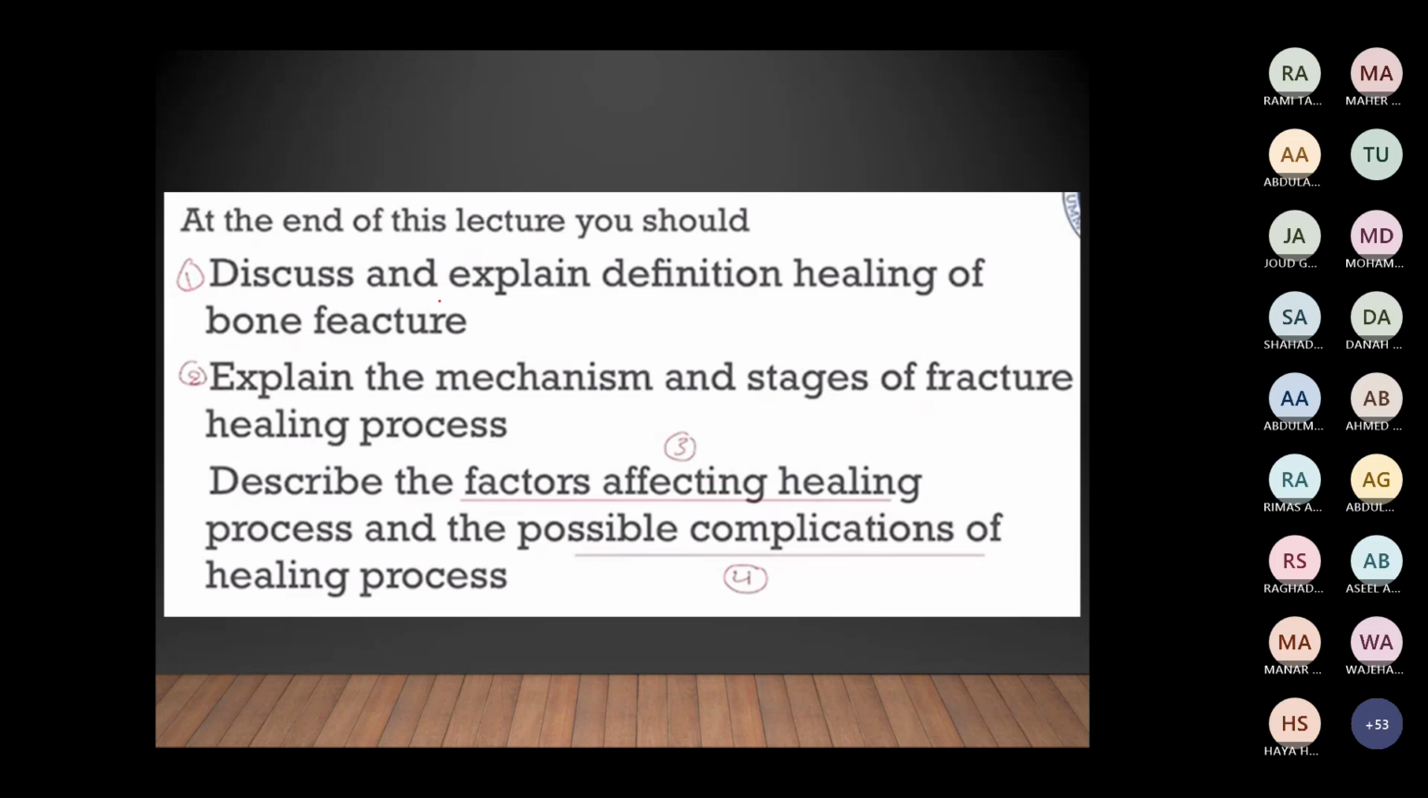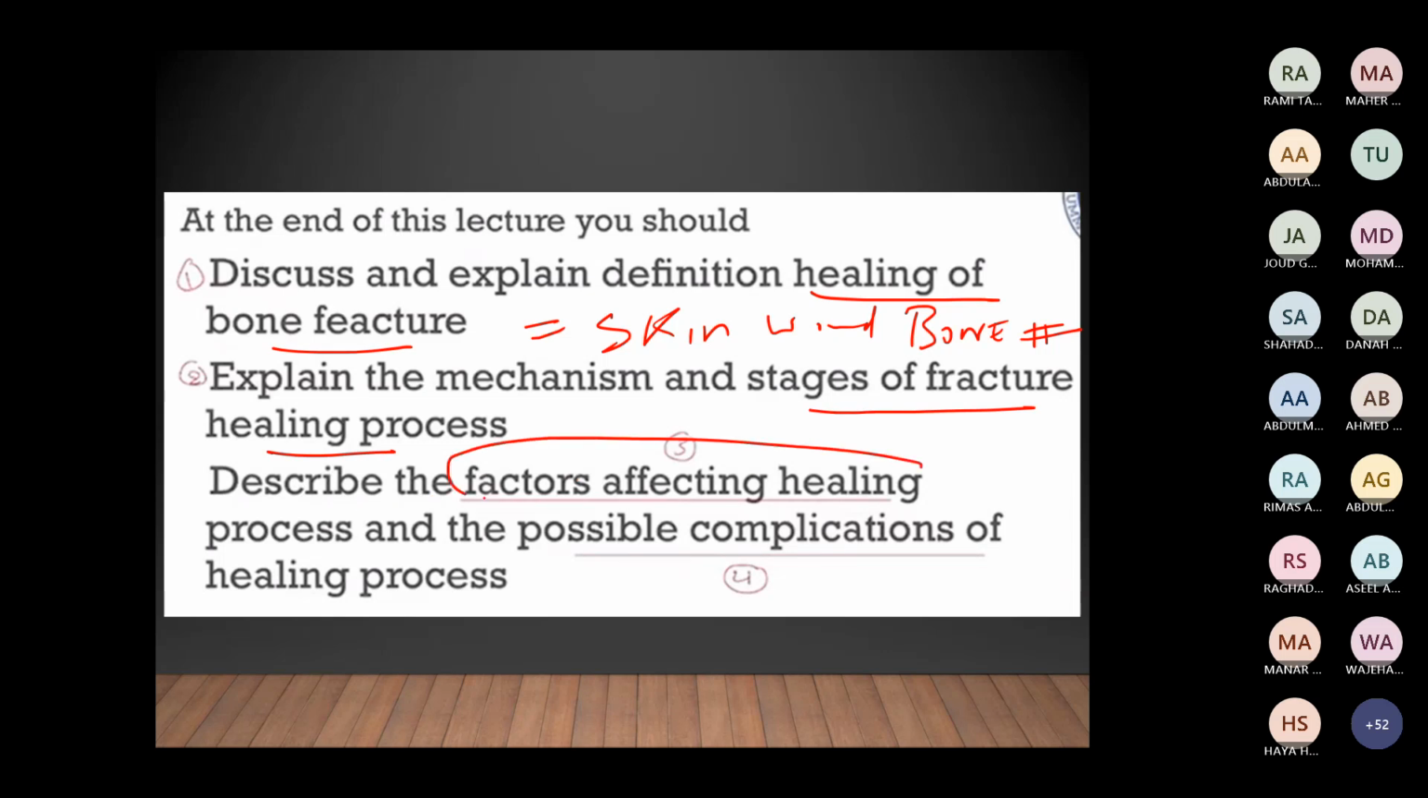At the end of this lecture, you should be able to discuss and explain the definition of healing of bone fracture, not healing of the skin wound, not that one. Explain the mechanism and stages of the fracture healing process, and also describe the factors affecting the healing. This is very important. Please don't think of exams; try to understand the disease process. Number four is to show the possible complications of the healing process.